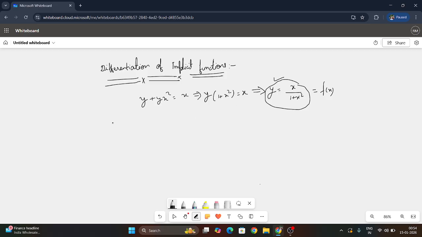But suppose I say let's write this also: x square y square plus x cube y cube and y plus 2 equal to x. Now if I say let's write these things in terms of y is equal to something, in the form of f(x), that's not possible because you cannot separate y and x.